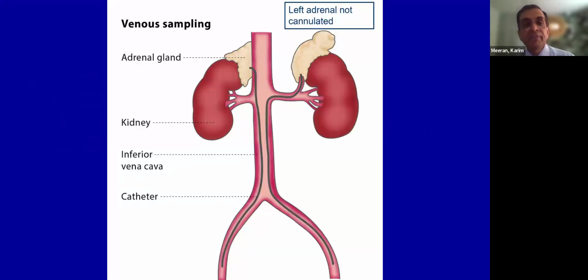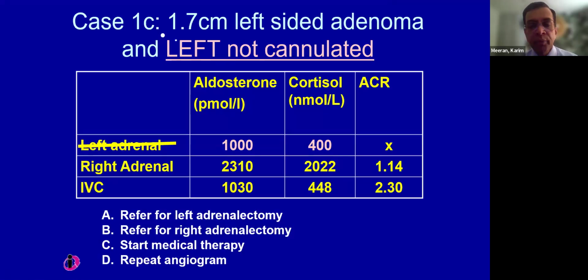Now, here's the other situation that might happen. Supposing you fail to cannulate the side with the lesion. The left adrenal is not cannulated because you can't get in. Let's say you can't get around these 2 corners here. This is what we would have seen, okay? So the right side is cannulated, so the cortisol is 2,000, but the left is not, only 400, same as the IVC. So what you then have is a ratio on the IVC of 2.3, and you have got a suppressed axis, right adrenal, but you don't know if the lump you can see on the left side is actually making it. You don't know that, okay?